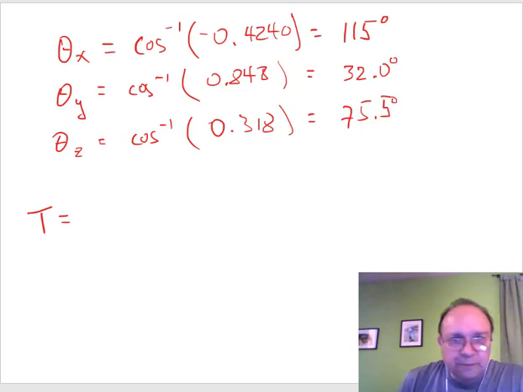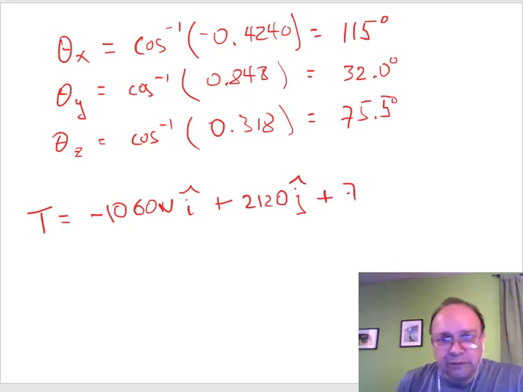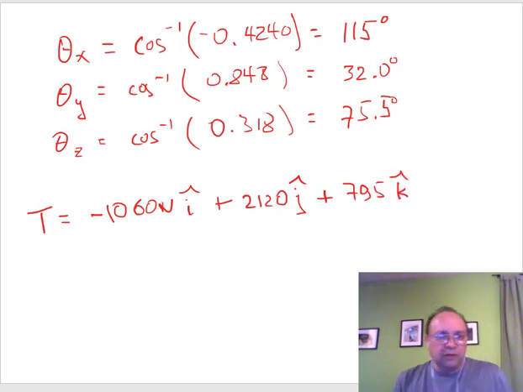And we can write the force T in Cartesian notation: minus 1060 newtons i plus 2120 j plus 795 k. So those will be the components. All right, that's it.